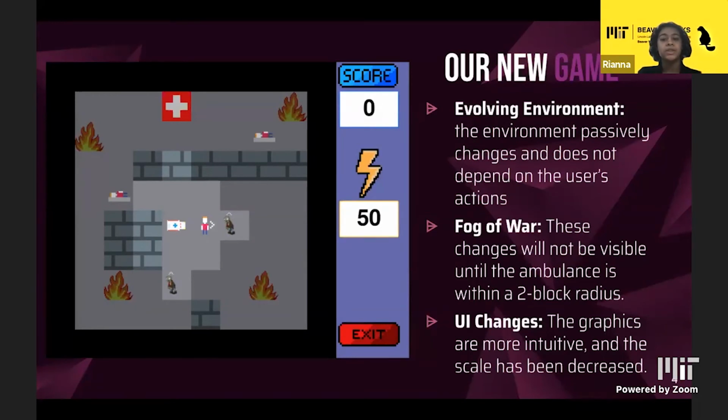Here's our new game, which has a few specific modifications. Our first modification is the evolving environment, where the environment passively changes and does not depend on the user's actions. Some of these include the fire spreading, walls collapsing, and pedestrians and zombies moving.